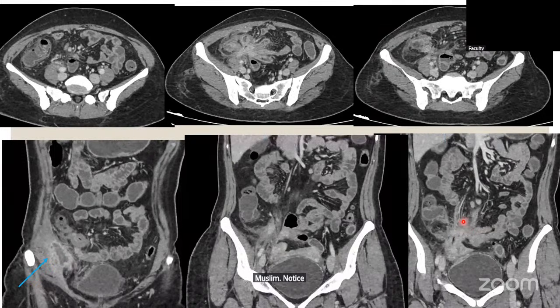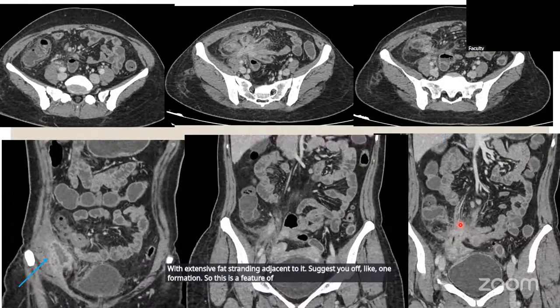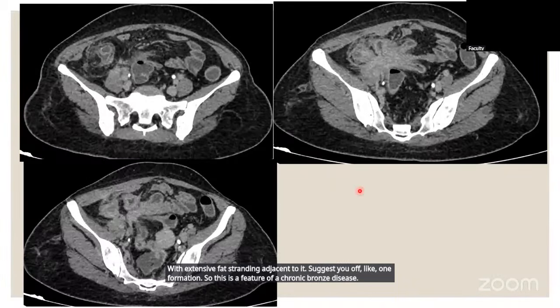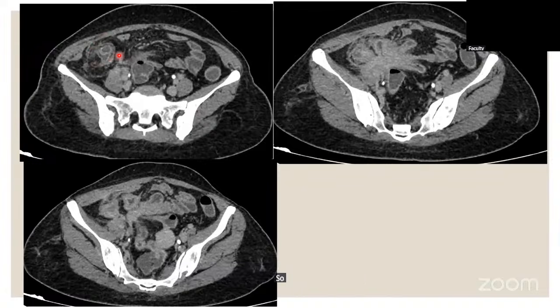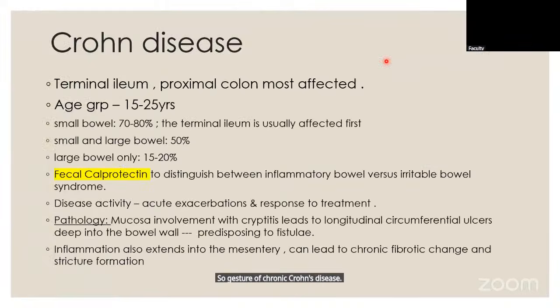Notice there is ill-defined soft tissue with extensive fat stranding adjacent to it, suggestive of phlegmon formation. So this is a feature of chronic Crohn's disease. So mural stratification, trilaminar pattern of enhancement, stellate pattern due to enteric fistulae formation, suggestive of chronic Crohn's disease.